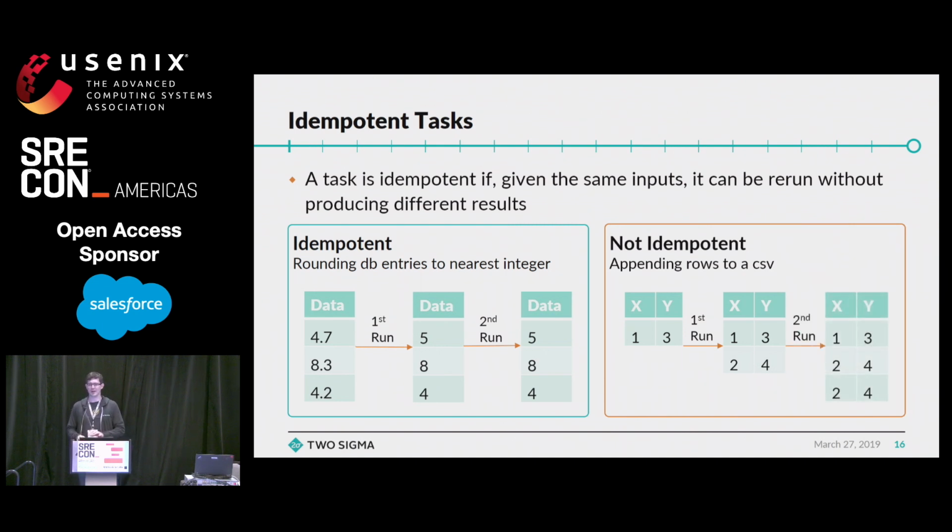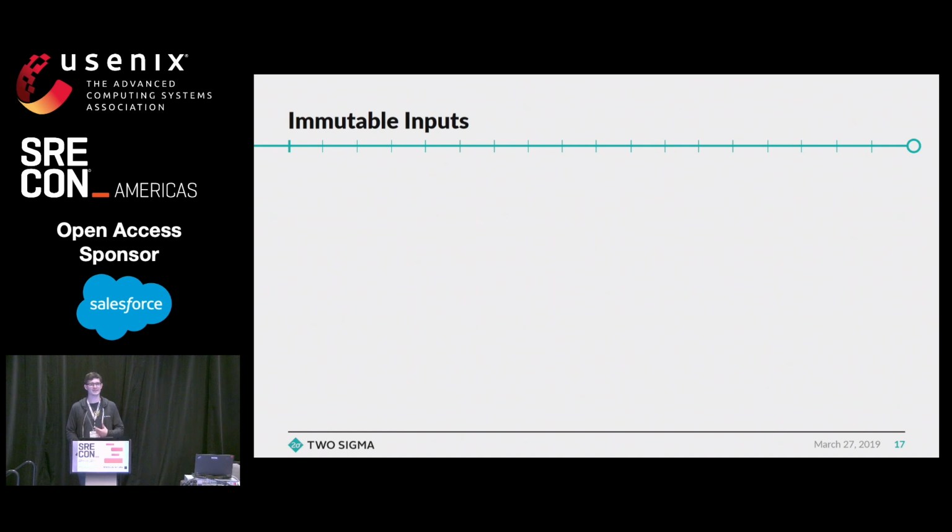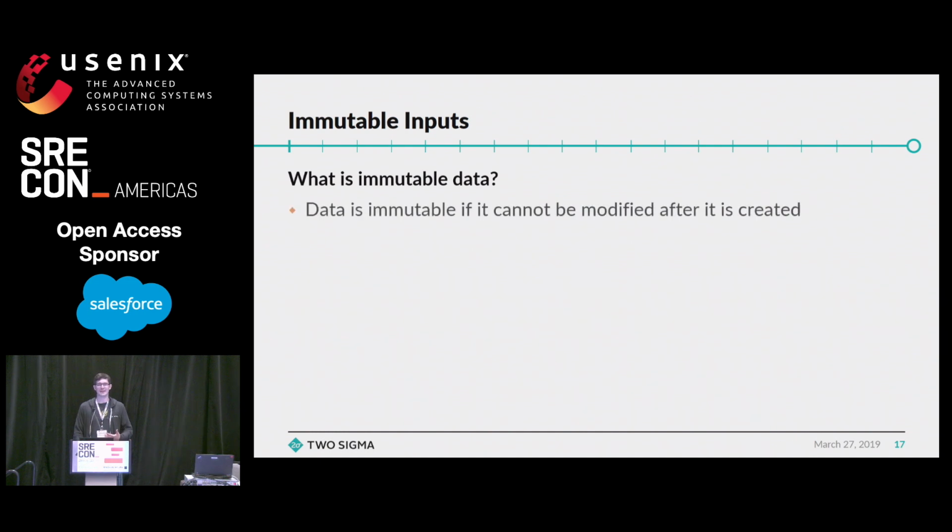Now, I'm going to get into why idempotent tasks are important shortly, but I want to introduce one other concept first, and that's immutable inputs. So what makes data immutable? Well, data that can't change after it's been created is immutable. So data that cannot be modified after it's been created.